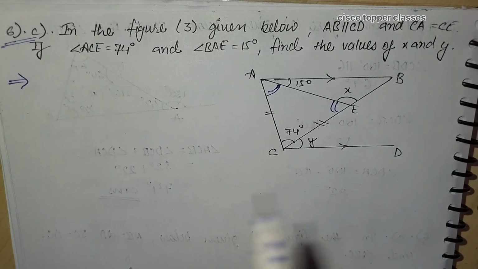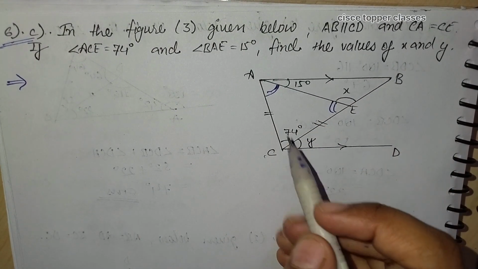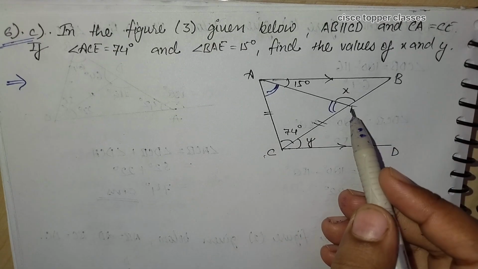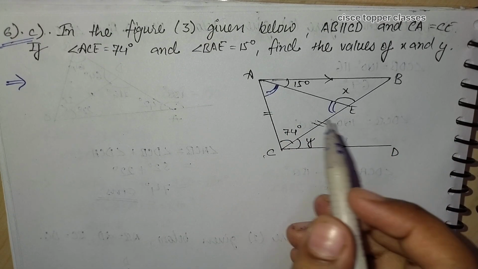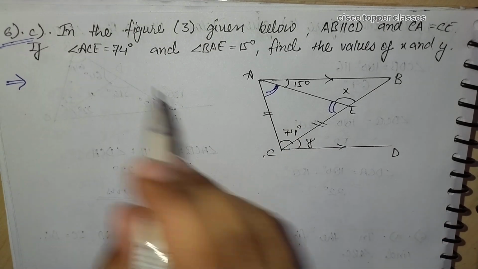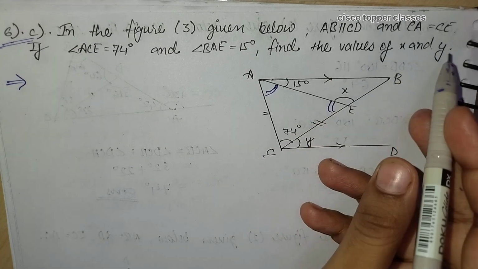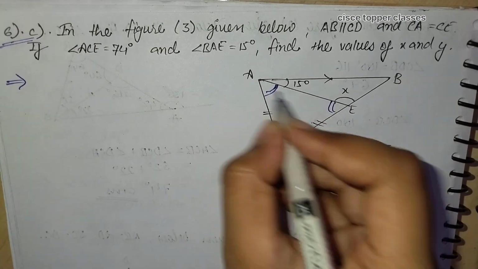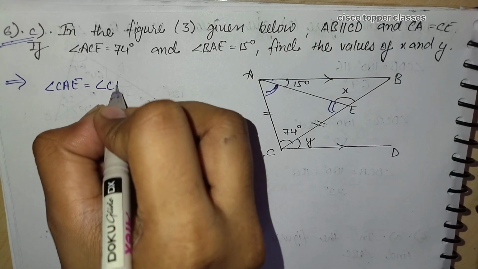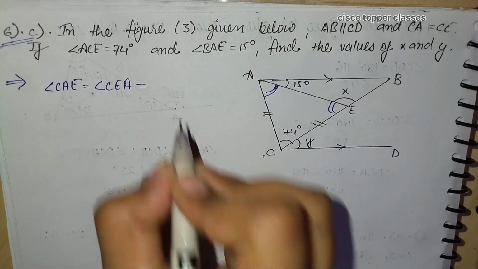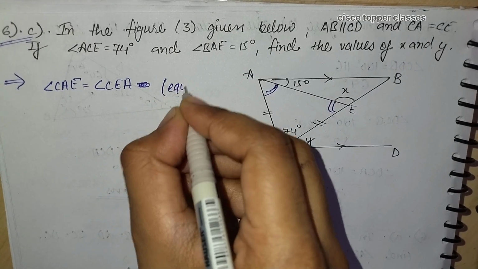Let us solve the third part here, in which the given information is that AB is parallel to CD and CA is equal to CE. So these two angles are equal, because the angles opposite to equal sides are equal. If angle ACE here is 74 and angle BAE is equal to 15 degrees, we have to find the values of x and y. Simply, to find this, we have these two angles equal. We can write it as angle CAE equal to angle CEA, the same angle. So these are equal angles here.